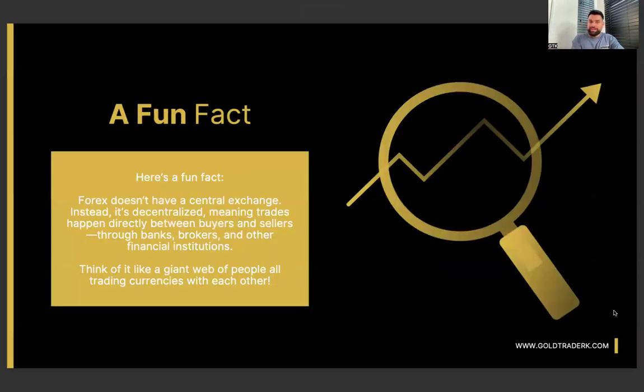Now, you want to know a fun fact? Forex doesn't have a central exchange. Instead, it's decentralized. What does that mean? It means trades happen directly between the buyers and the sellers through the banks, brokers, and other financial institutions. Think of it like a giant web of people all trading currencies with each other.